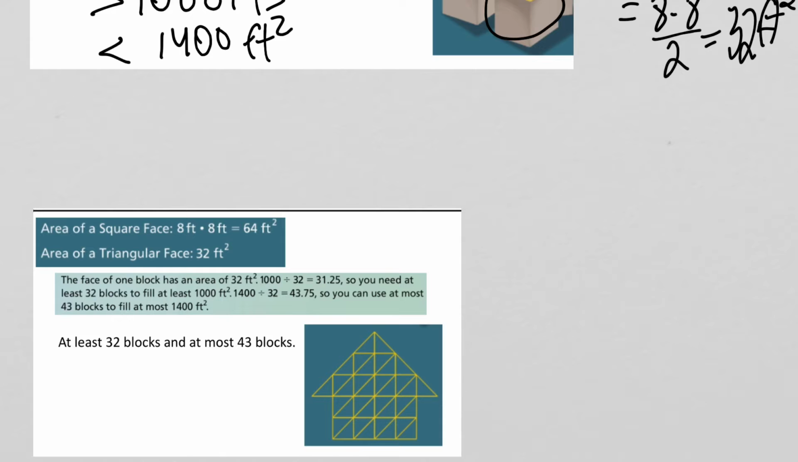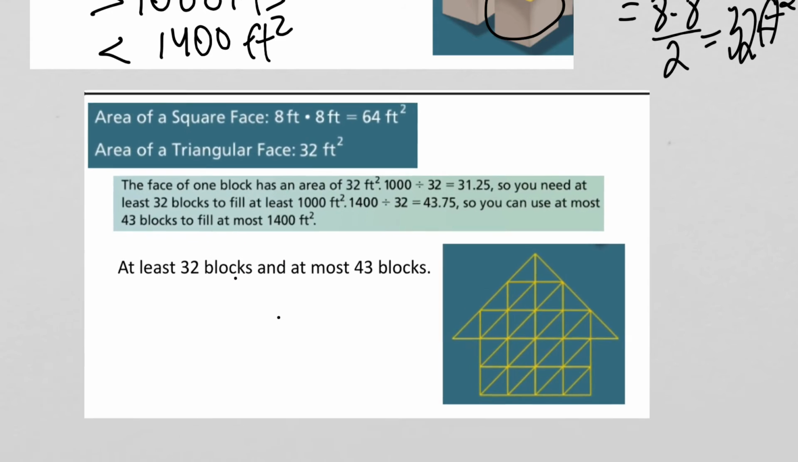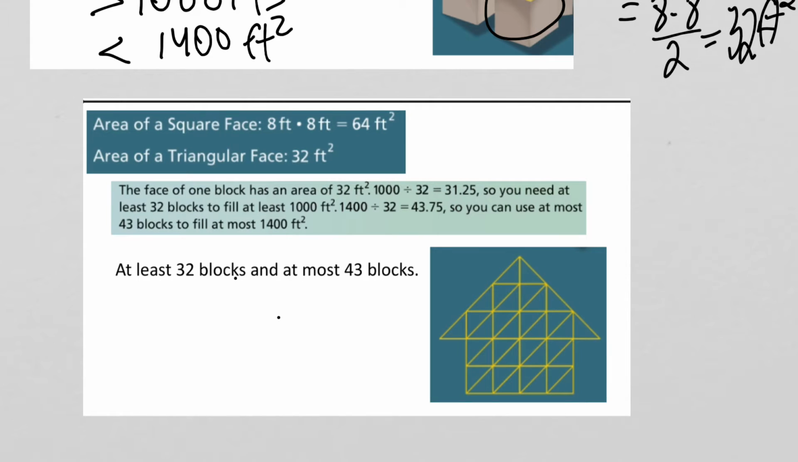So here it is shown in the book. I'm going to just enlarge this, select. So here's what they have in the book so we can see it. 32 is each triangular face. Divide the 1,000 by 32, you get 31.25, so at least 32 blocks. And then no more than 43 blocks for the 1,400 feet squared. I wasn't really concerned about the drawing that they have over here on the bottom right, but this was important: being able to get that it was at least 32 blocks, and then at most 43.